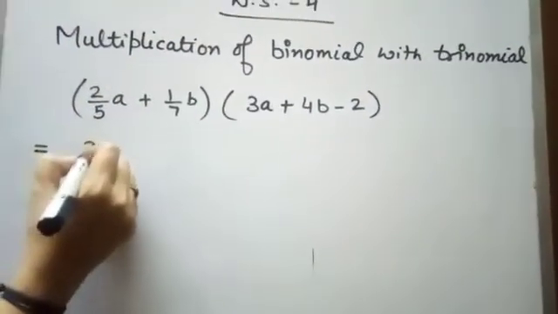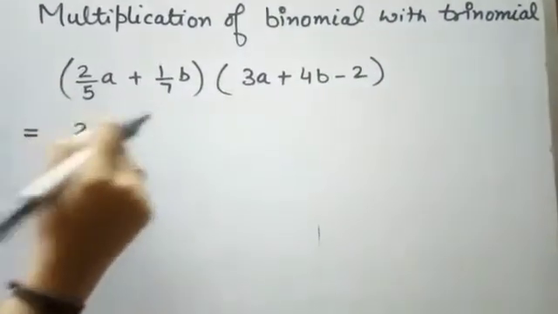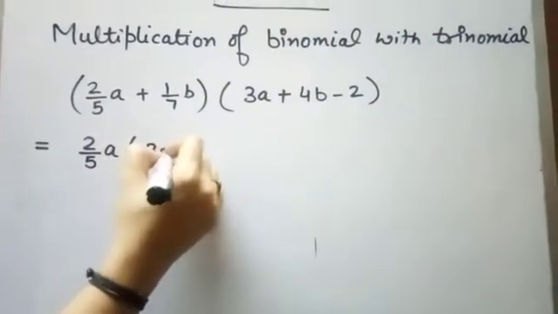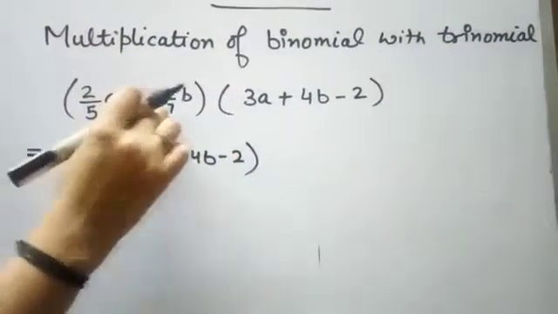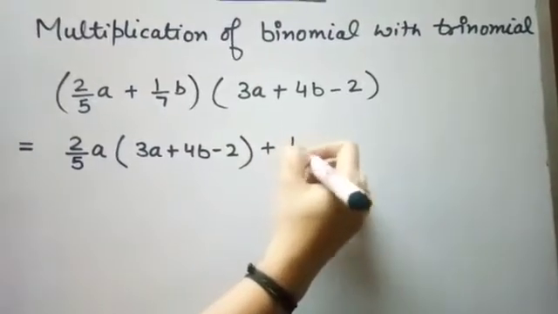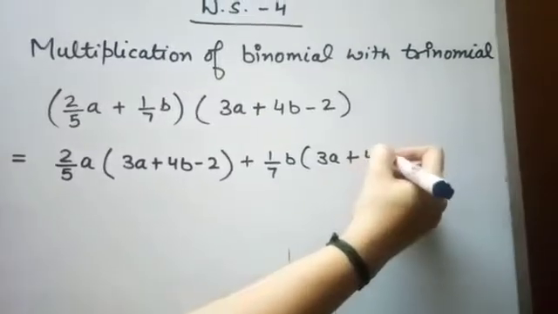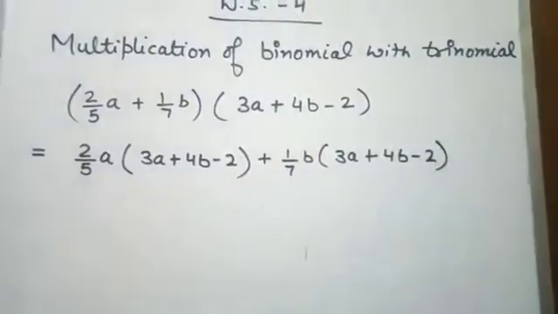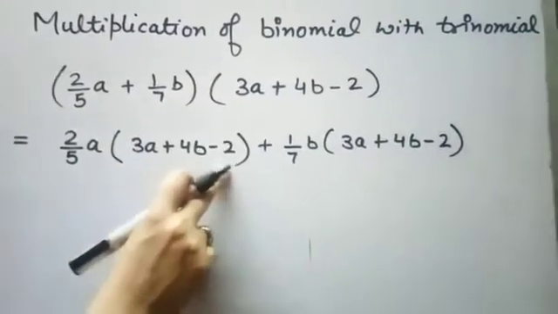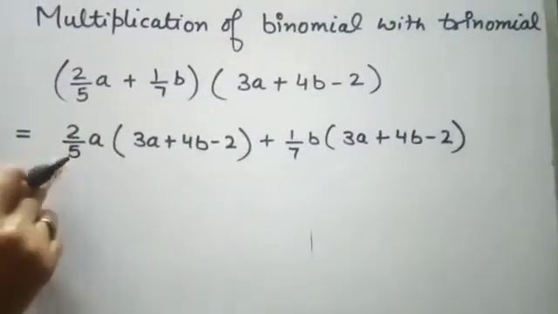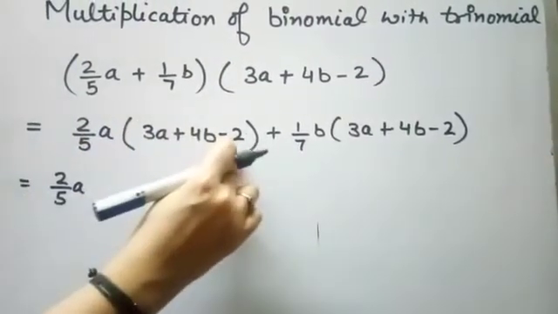Pick out the first term of the binomial, as I have done here, 2/5 a, and get it multiplied with the trinomial. Pick out the second term of the binomial, 1/7 b, and get it multiplied with the trinomial. Now this monomial has to be multiplied with this trinomial. The method is the same. This number 2/5 a has to be multiplied with all the terms of the trinomial separately.